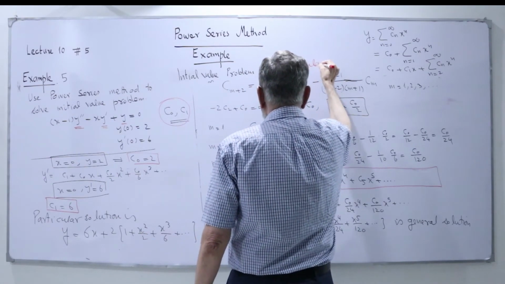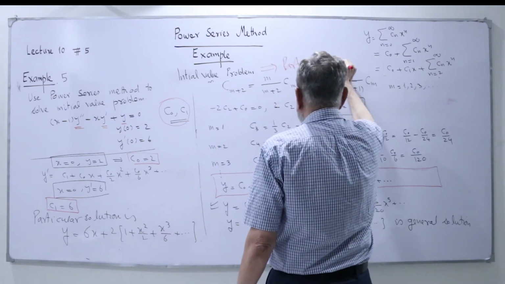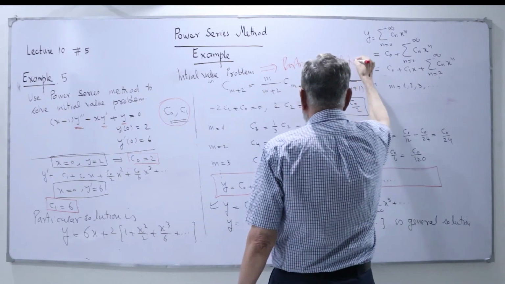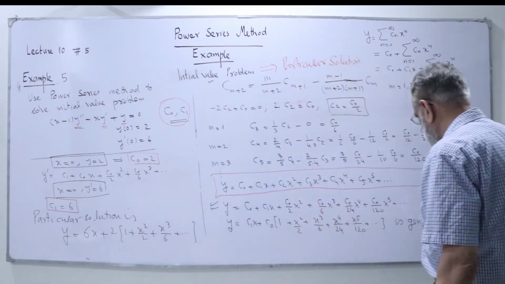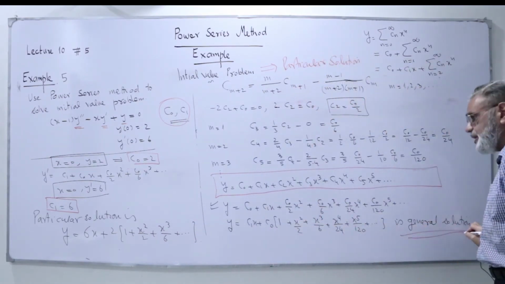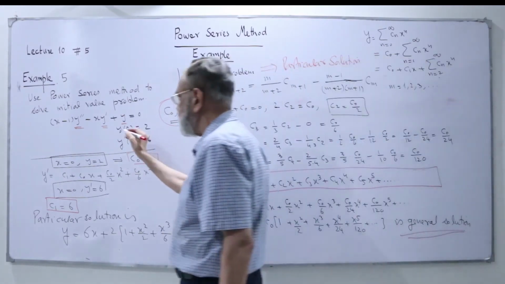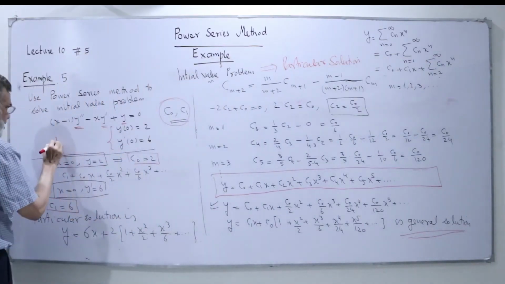In case we don't have the initial conditions, then we get the general solution. We get the general solution in step 1, and then we use our conditions. Those are our initial conditions.